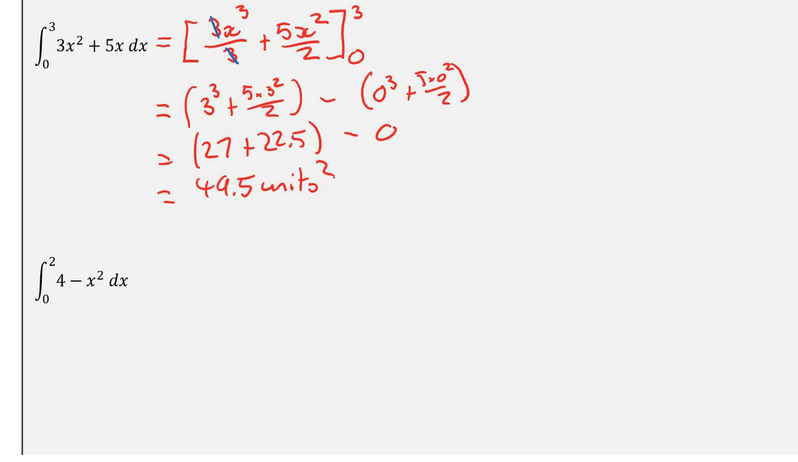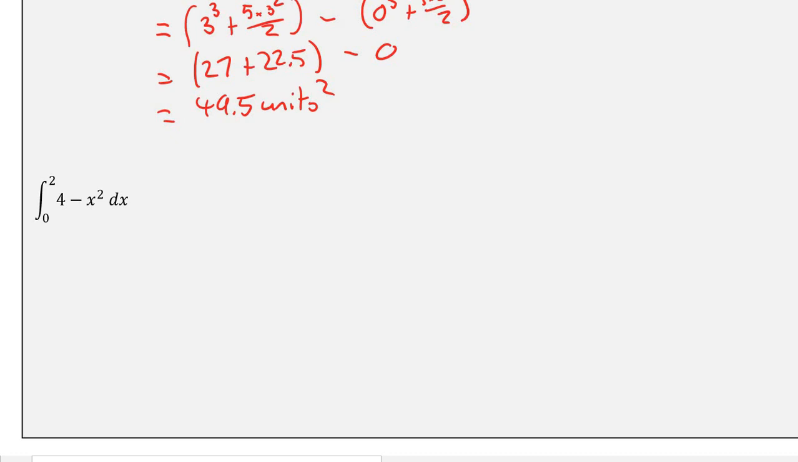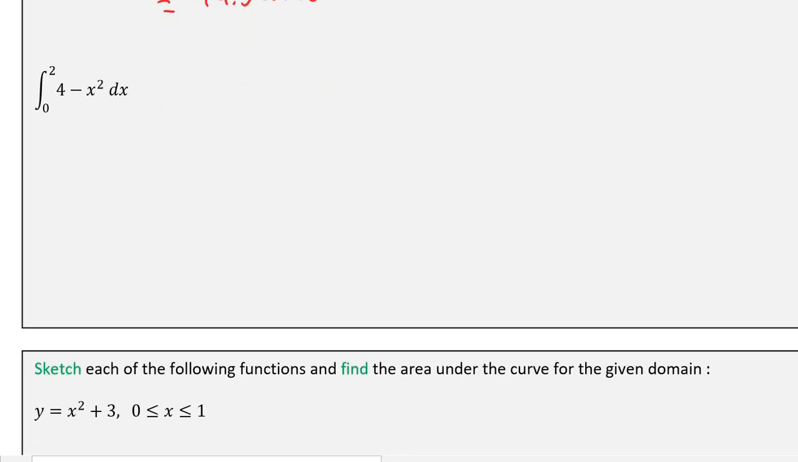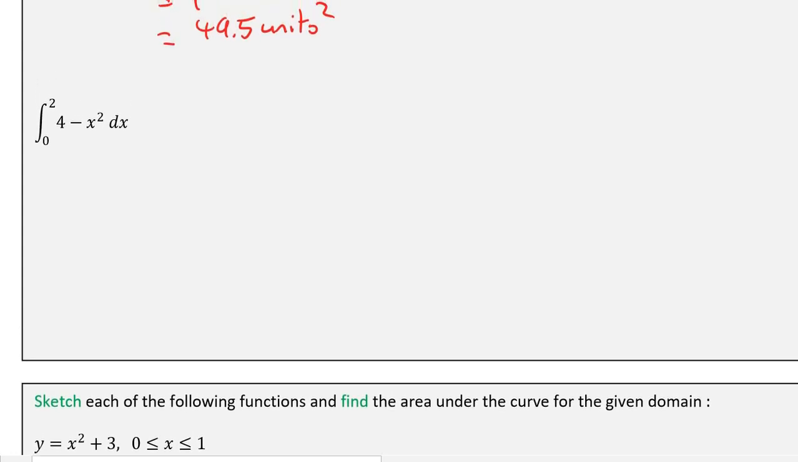Questions, comments, concerns? It's much nicer than indefinite integrals, I gotta say. Yeah, the ones with plus C.